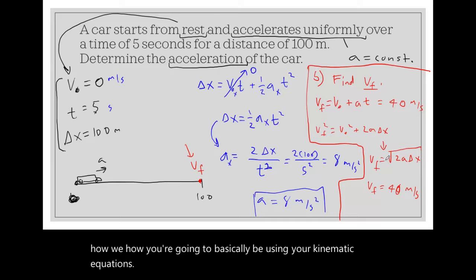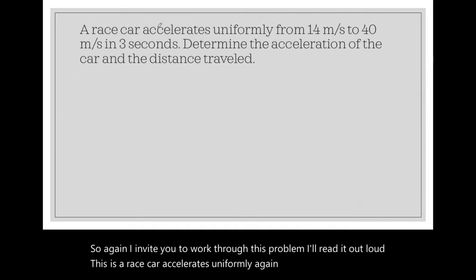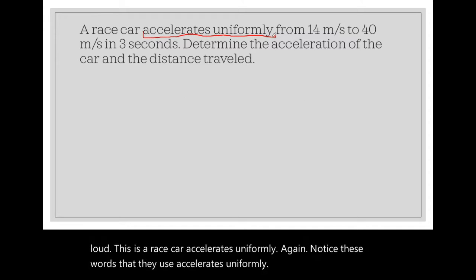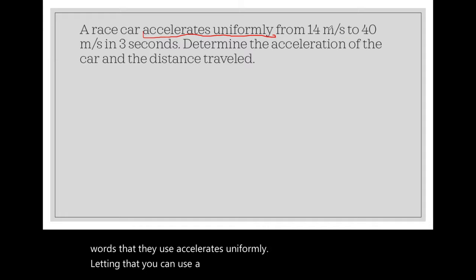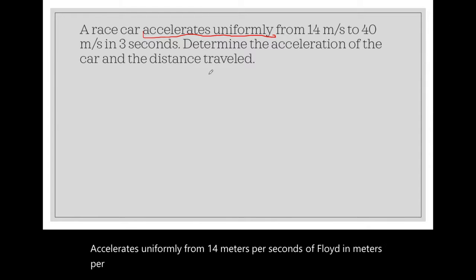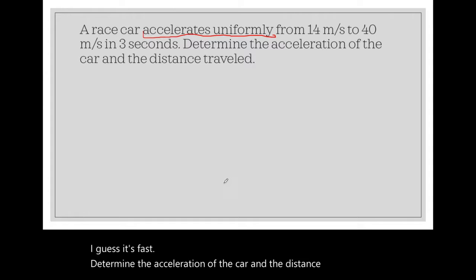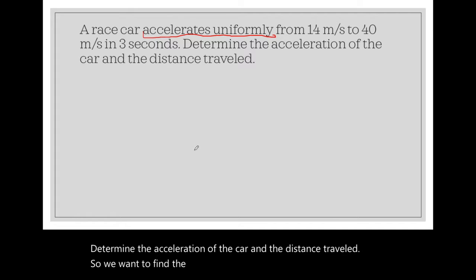So again, I invite you to work through this problem. I'll read it out loud. A race car accelerates uniformly. Again, notice these words that they use: accelerates uniformly, letting you know that you can use your kinematic equations. Accelerates uniformly from 14 meters per second to 40 meters per second in 3 seconds. I guess that's fast. Determine the acceleration of the car and the distance traveled. So we want to find the acceleration and the distance traveled.